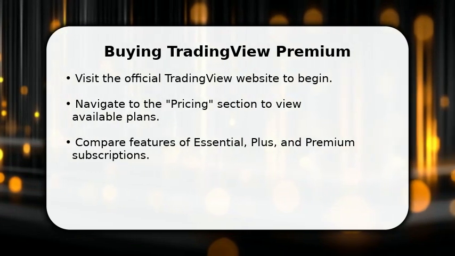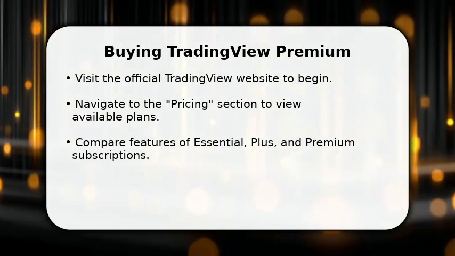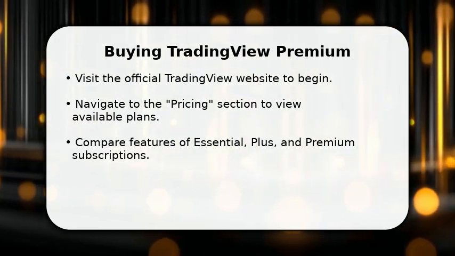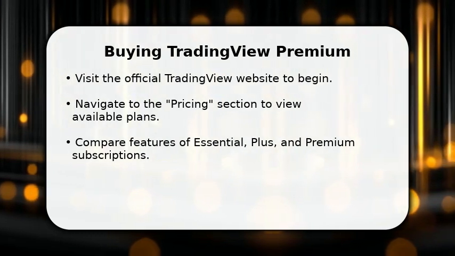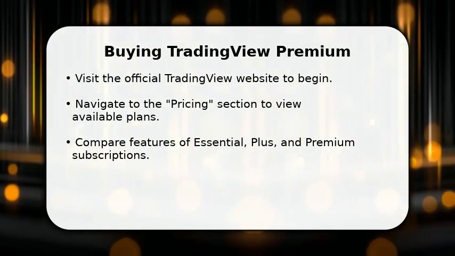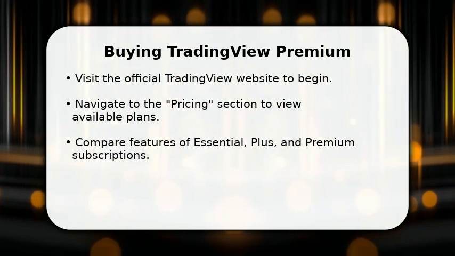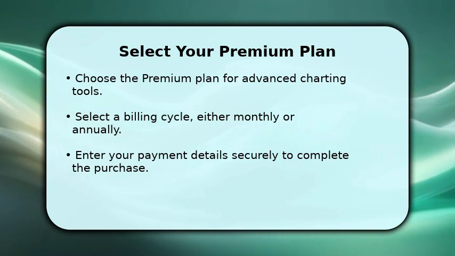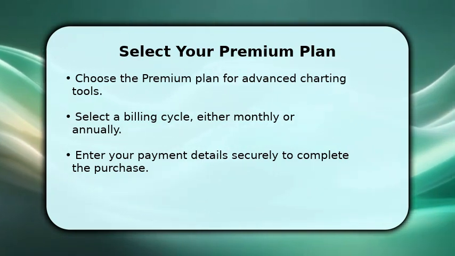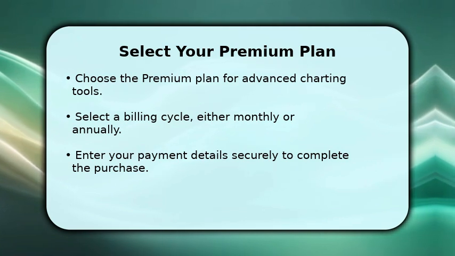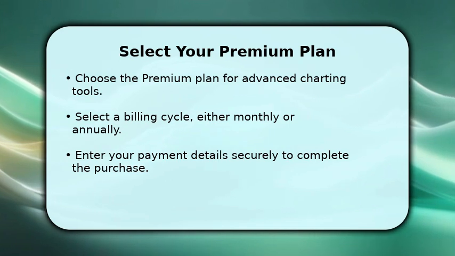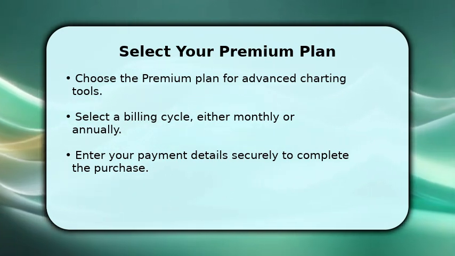This area displays all the different subscription tiers, including Essential, Plus, and Premium. Take a moment to review the features offered by each plan to determine which one best suits your trading needs and goals. After reviewing the options, select the Premium plan to unlock its full suite of advanced charting tools and indicators. You'll then need to choose your preferred billing cycle, typically offering monthly or annual payment options.